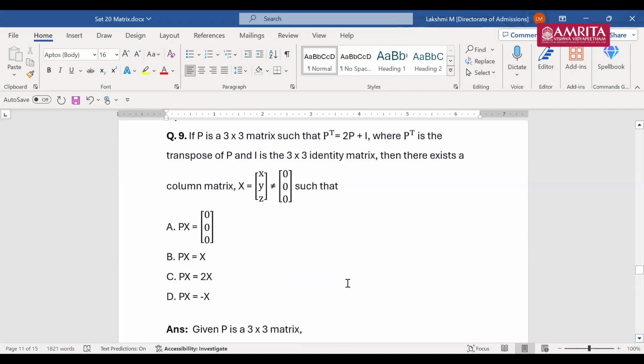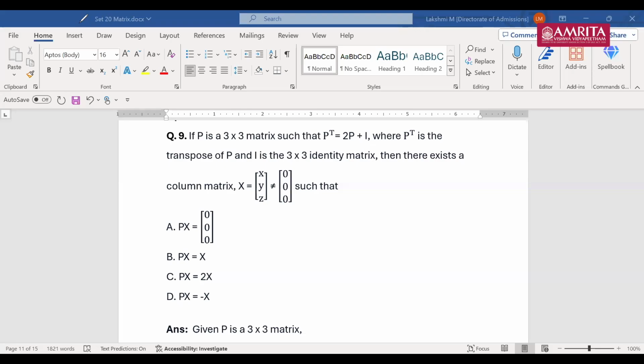This is another question. I think we'll just discuss this also. Given P is a 3 by 3 matrix and P transpose is equal to 2P plus I. P transpose, we know it's the transpose. I is the identity matrix, it's also 3 by 3. There exists a column X equal to XYZ, which is not equal to 0, such that P transpose multiplied by X, that is what you have to find out.